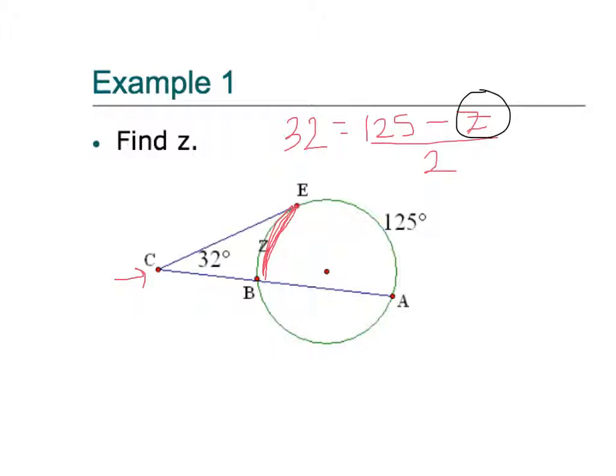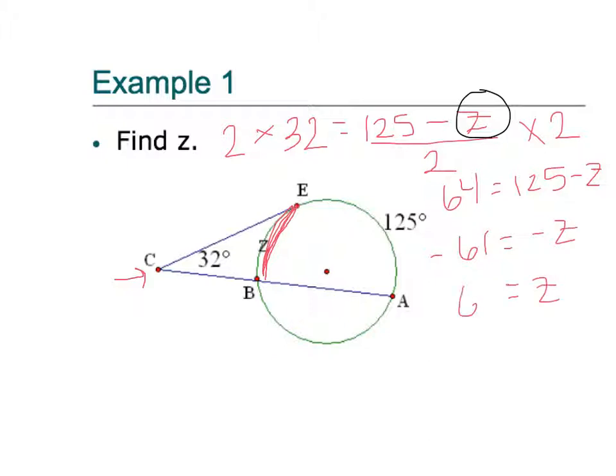How do I do that? Let's multiply both sides by 2, and I get 64 equals 125 minus Z. Do a little bit of algebra, subtract 125 from both sides, and I get negative 61 equals negative Z. Divide by negative 1, and I have Z equals 61 degrees.